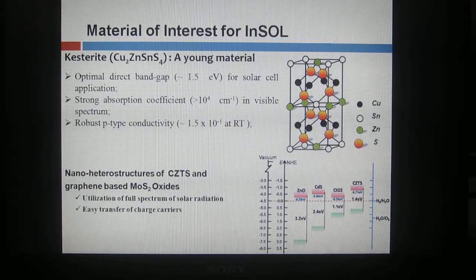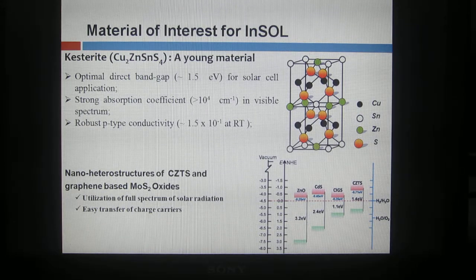In this project we will work on a kesterite type semiconductor, Cu2ZnSnS4, as it has a band gap of 1.5 electron volt, which is very suitable for PEC application, and it also has a high absorption coefficient in the visible region. It also shows robust p-type conductivity. But the major problem associated with CZTS is the position of its valence band, which is not properly aligned with the oxidation potential of water.